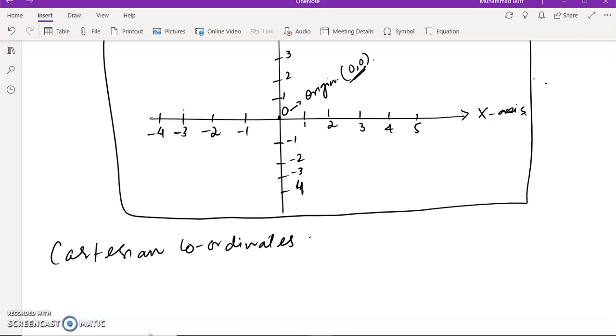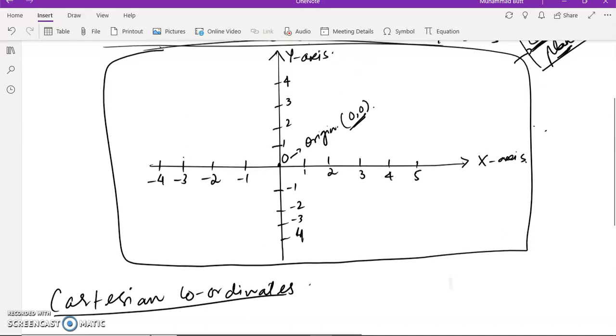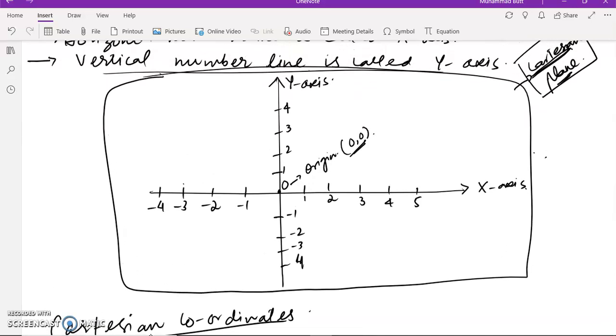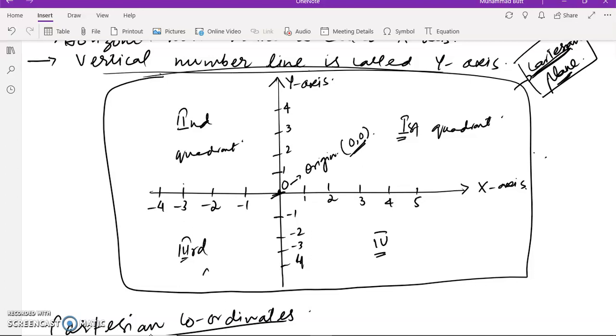Before moving on to Cartesian coordinates, there are some points which should be remembered. When these two number lines intersect each other at point O, they form the Cartesian plane, and they divide the Cartesian plane into four parts. Look at this. This is the first part, this one is second, this one is third, and this is the fourth part. We call it the first quadrant. This is called the second quadrant, this is called the third quadrant, and this one is called the fourth quadrant.